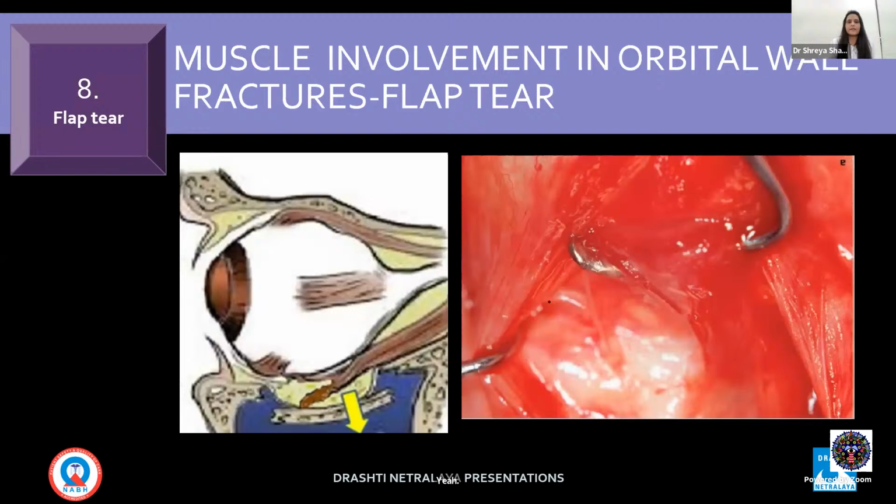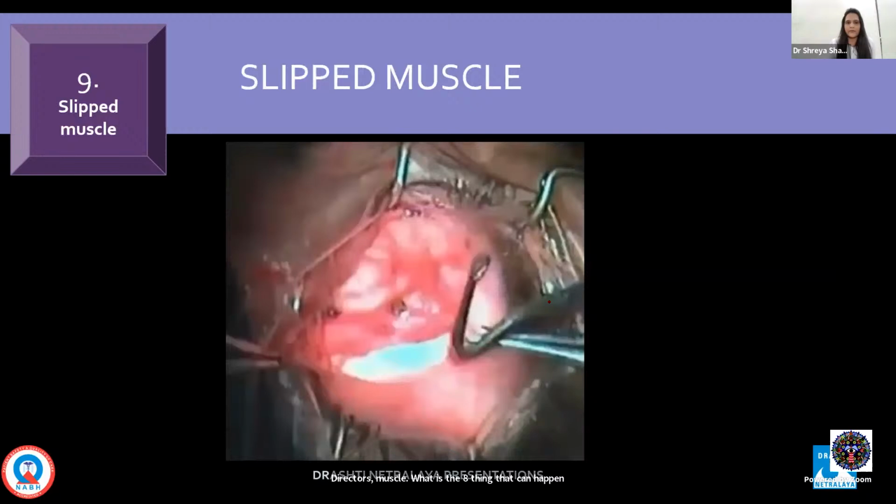The eighth thing that can happen to muscle is a flap tear. We'll see it in detail. The ninth thing that can happen to muscle is a slipped muscle in its sheath.